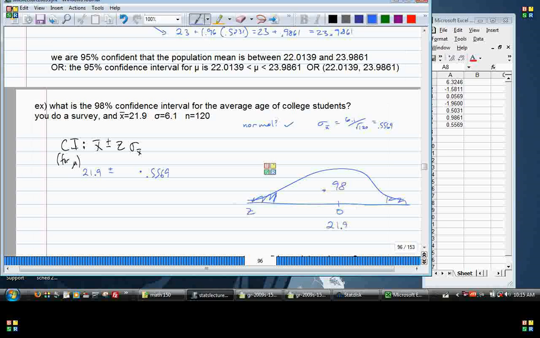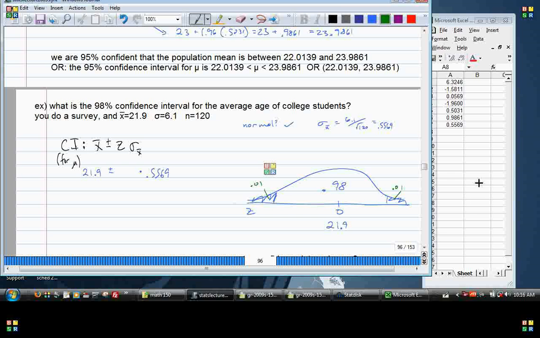So this is why the picture helps. When you draw the picture, it becomes immediately obvious. 0.98 goes in the middle. There's 0.02 split between the two tails, so each tail is 0.01. Is it obvious? Okay. So now once you know that, what do you do? Now we can find the z-score.